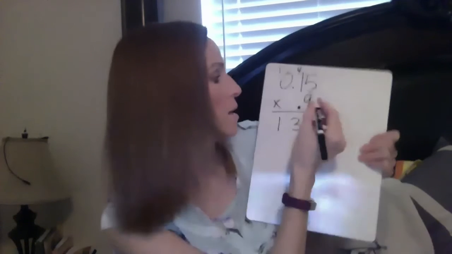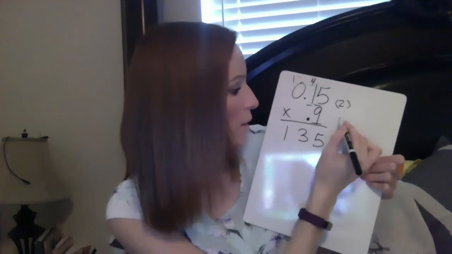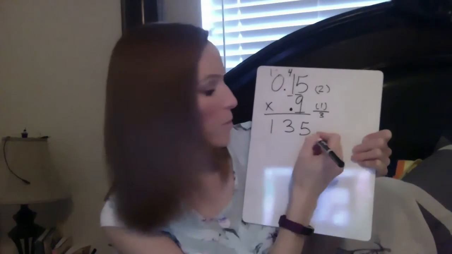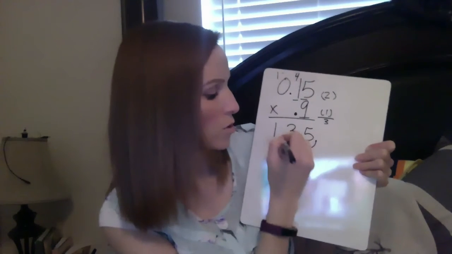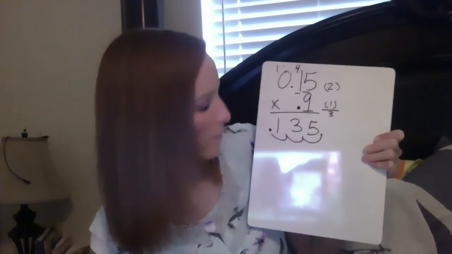Now, I do have to count up all my decimal places. So I have 1, 2 after my first number, and 1. I would add those up. So I have 3 total places I need to bump my decimal number over. So I say 1, 2, 3. So my number is 135 thousandths. Okay, the rule for multiplying decimal numbers is multiply then count, right? That's what we've been doing. We multiply the digits, then we count the total number of decimal places in the factors.